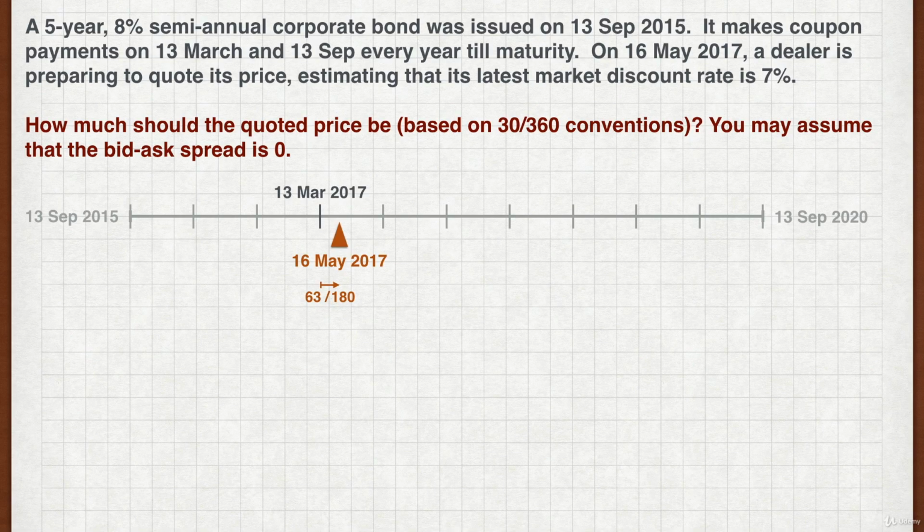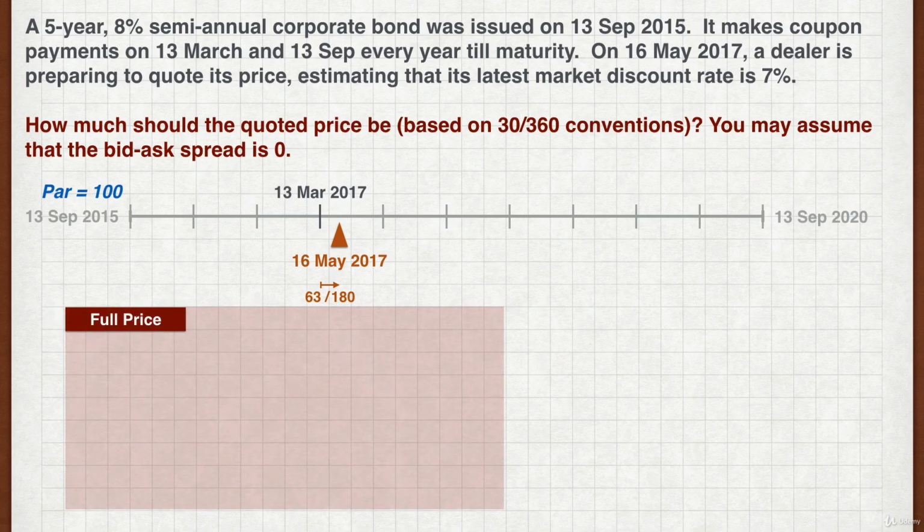The par value of the bond is not given, so we just go with bond conventions, which is to quote based on a par of 100. We're asked for the quoted price, which is the flat price of the bond. We first have to calculate the full price of the bond. To do that, we have to find the PV of the bond on the 13th of March 2017 using the market discount rate of 7%. There are 7 periods to maturity from this date. Interest per period is half the market discount rate, which is 3.5%. Payment per period is 4, and the future value is the par value of 100.